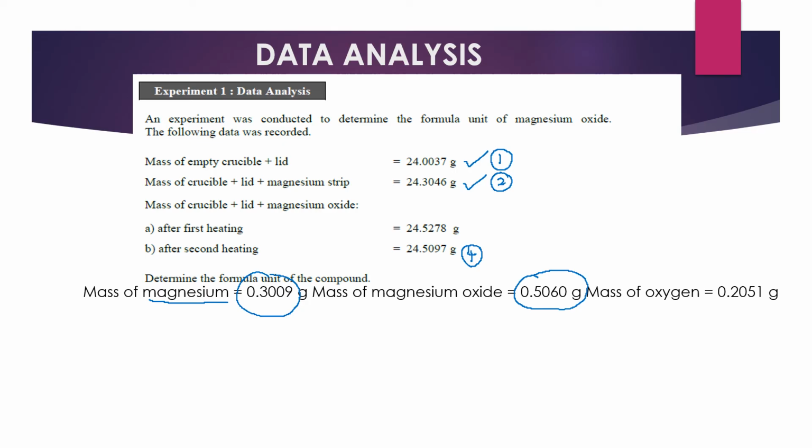How do you get the mass of oxygen? The value of 4 minus number 2. 4 minus 2, you get the mass of oxygen, 0.2051.